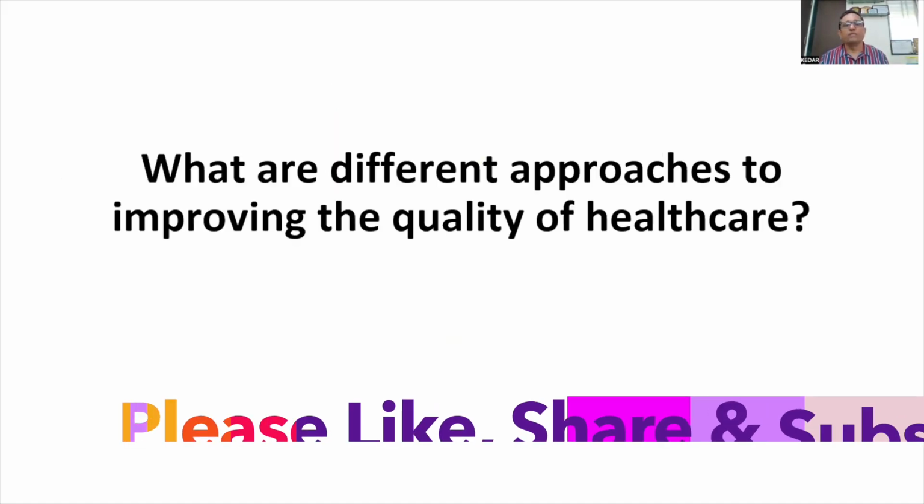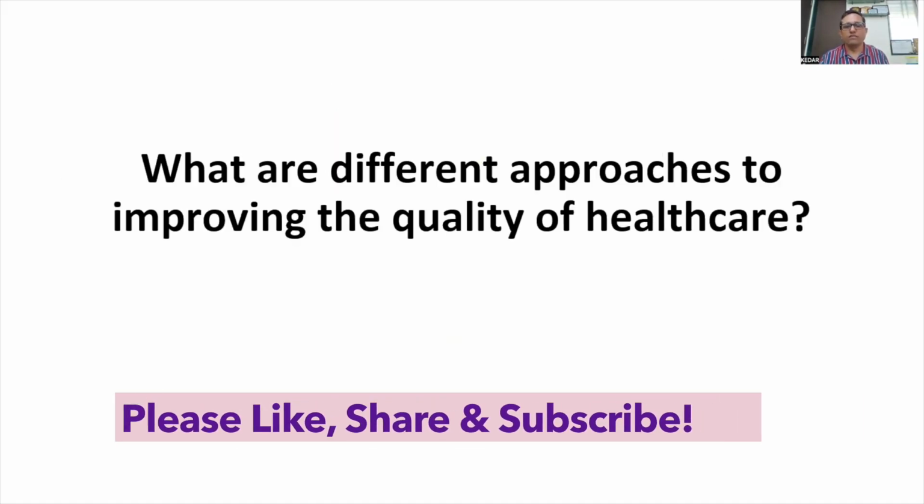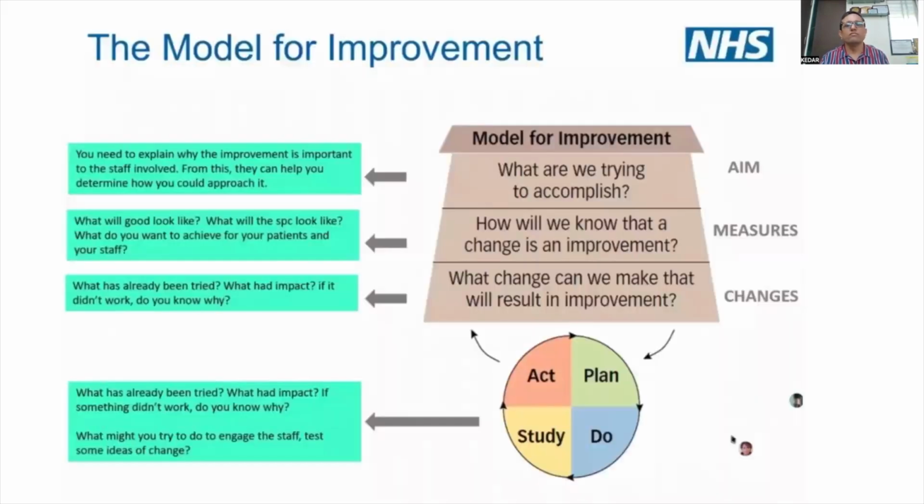What are the different approaches to improving the quality of healthcare? I will just label what the approaches are. I'm not going to discuss them for want of time. This is one model for improvement. It is based on 3 questions. What are we trying to accomplish? How will we know that a change is an improvement? And what changes can we make that will result in improvement? And then ultimately we test those changes on a small scale, so that if there is any harm we know, and we want to know how it works, and then we implement.